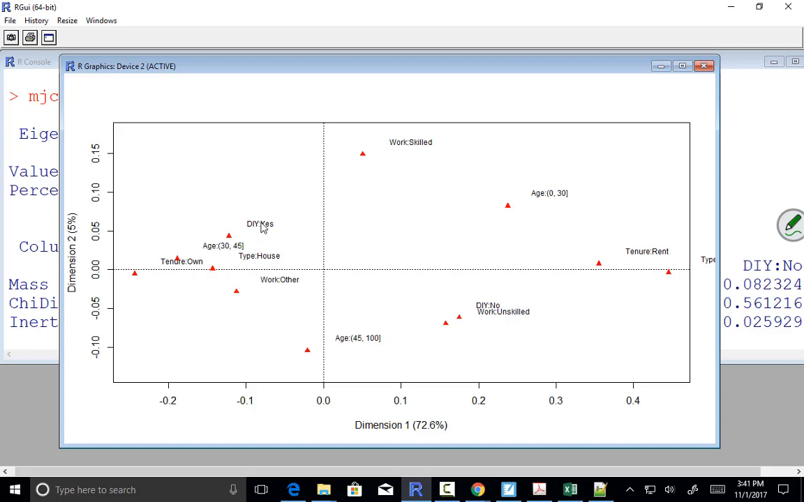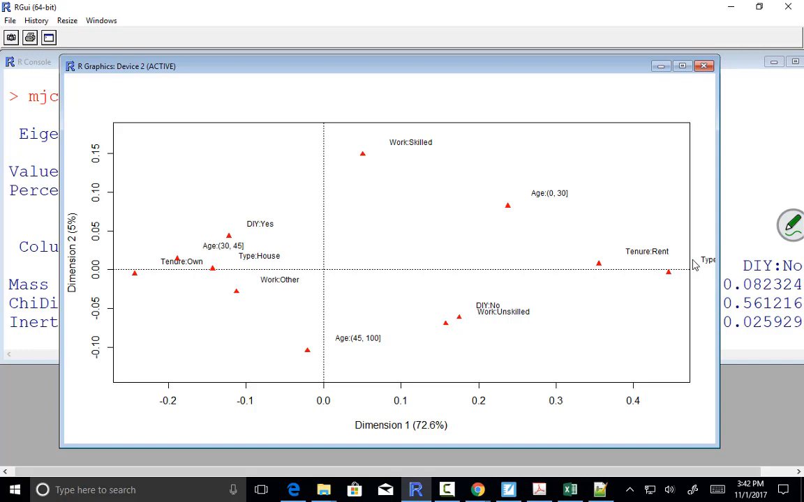So for example, DIY is one of our categorical variables. In the plot, there's a separate point for DIY yes and DIY no. So with correspondence analysis, we don't decompose the categorical variables so much as we decompose the levels of the categorical variables. So let me just tell you what you can glean from this picture. 73% of the story is represented by this horizontal direction. So going from the left to the right is very informative.